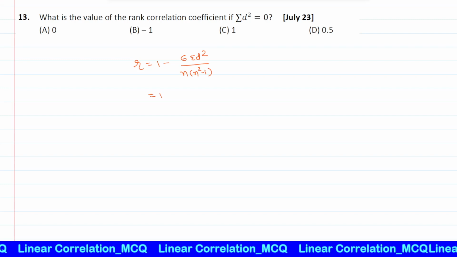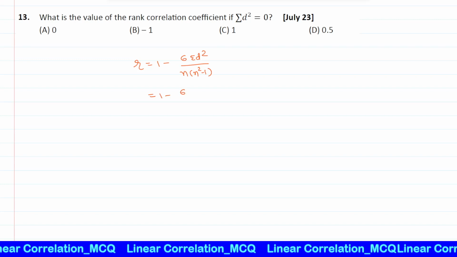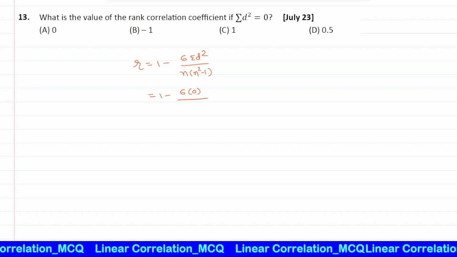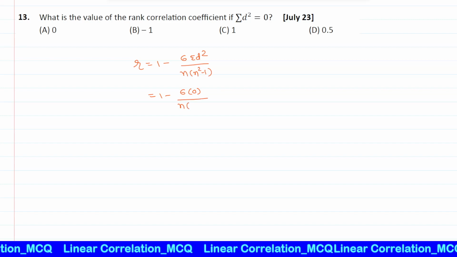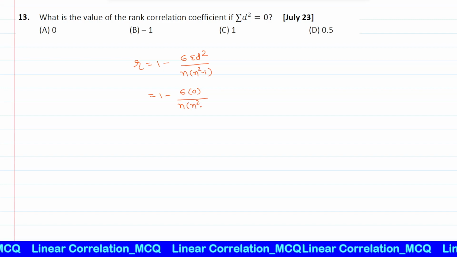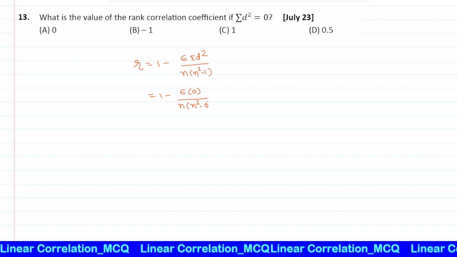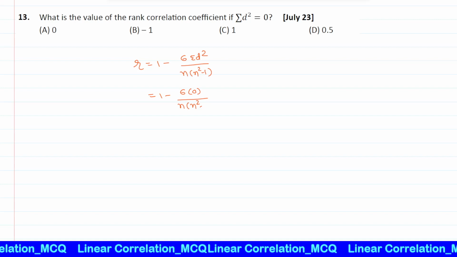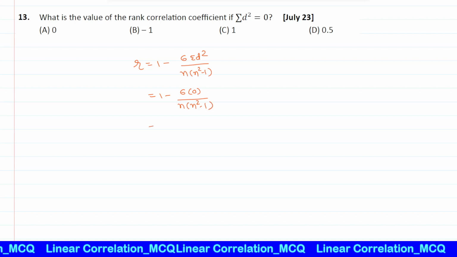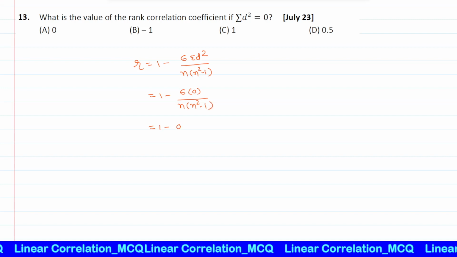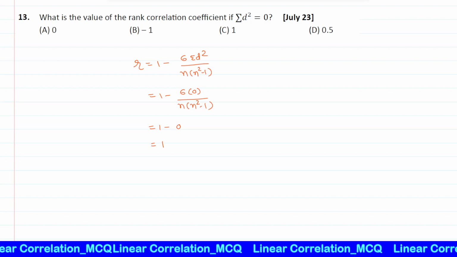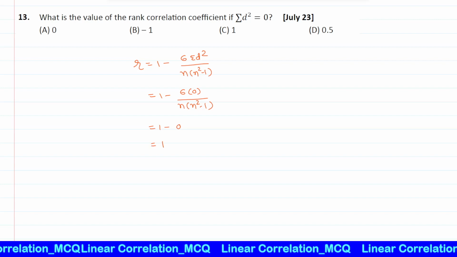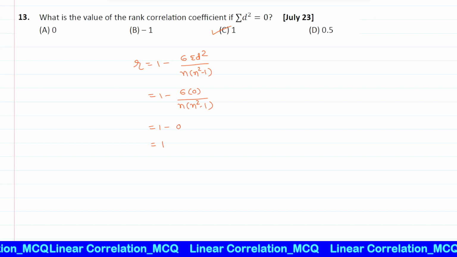It equals 1 minus 6 into sigma d square, which equals 0, divided by n(n square minus 1). And we know that if the numerator equals 0 and the denominator is any number, the answer should be 0. So we can write 1 minus 0, which equals 1. The correct answer is r equals 1. Option C is correct.